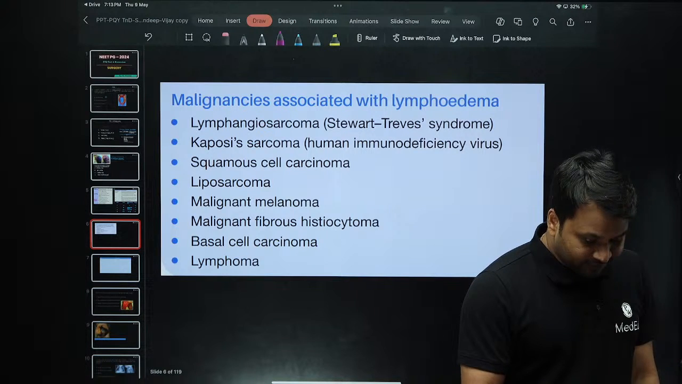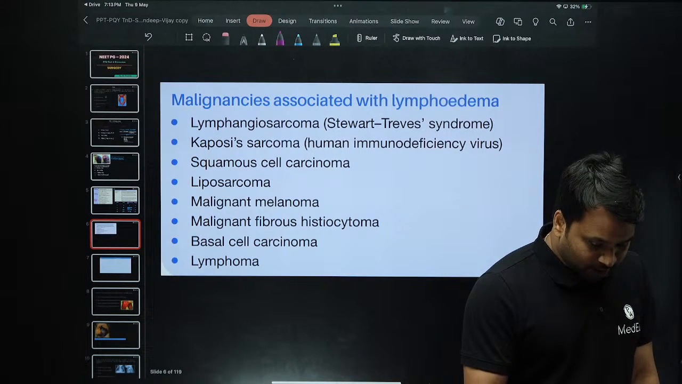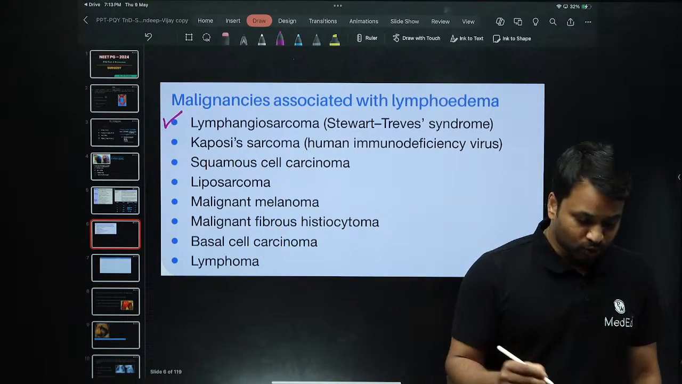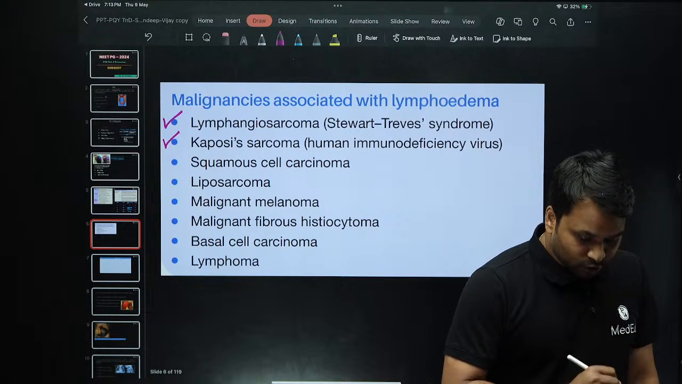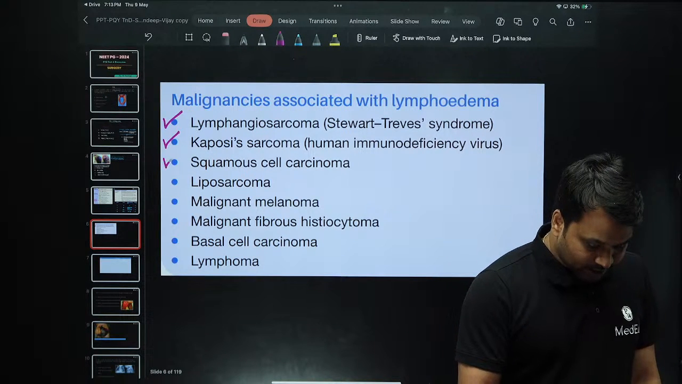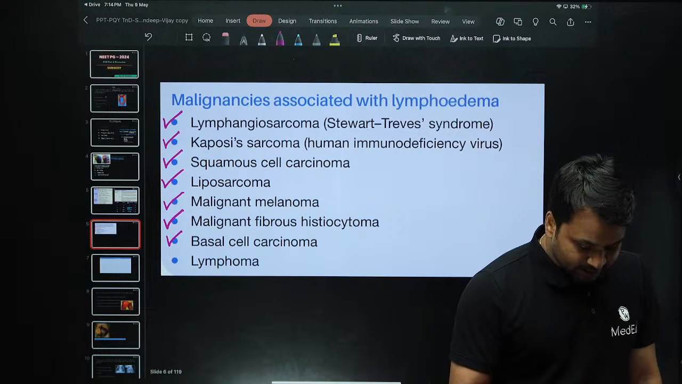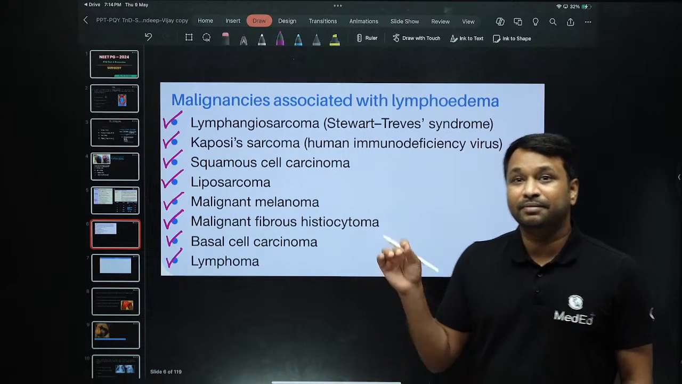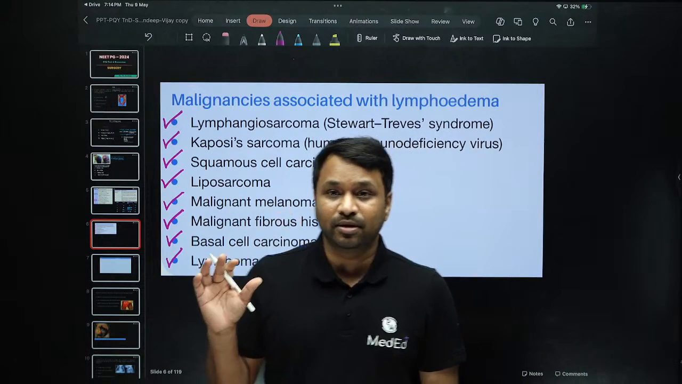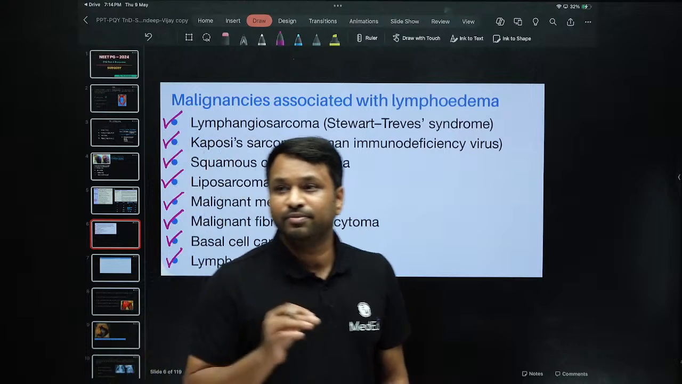We just discussed lymphangiosarcoma. The lymphangiosarcoma happens to be the Stewart-Treves syndrome. We just spoke about it. Then you have Kaposi sarcoma because of HIV virus, squamous cell carcinoma, liposarcomas, malignant melanomas, malignant fibrous histiocytomas, BCC, that is basal cell carcinoma, and lymphomas, which are the malignancies that mimic lymphedema. Okay? These are the malignancies which mimic lymphedema.